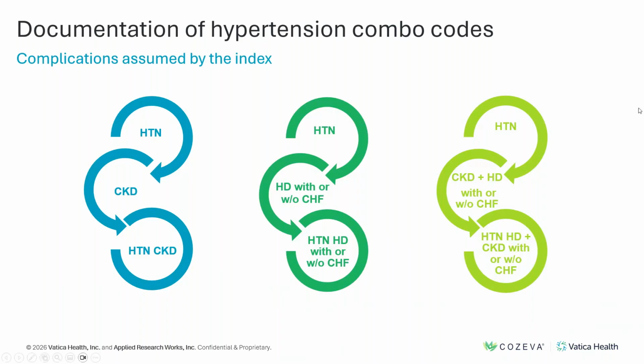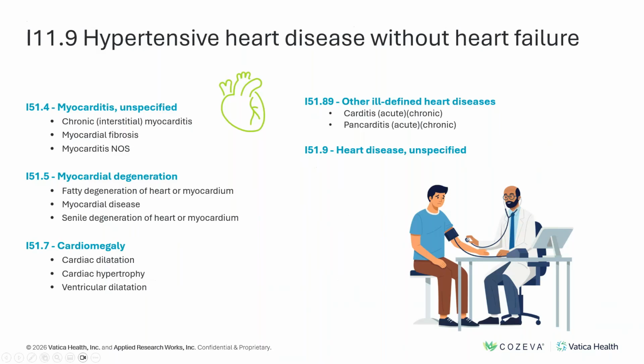So let's start with hypertensive heart disease without heart failure. And this one is kind of confusing because the term heart disease is so broad. ICD-10 guidelines identify specific heart conditions that are presumed to be related to hypertension. So these are myocarditis, myocardial degeneration, cardiomegaly, left ventricular hypertrophy, and heart disease unspecified.